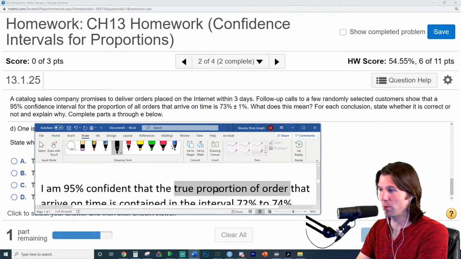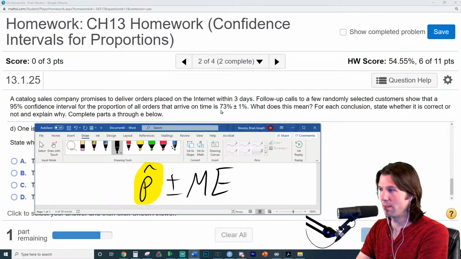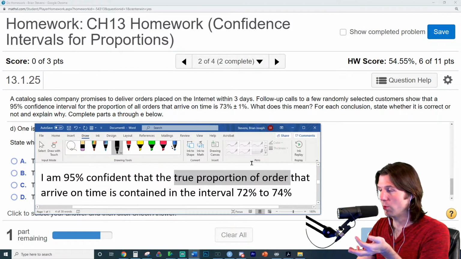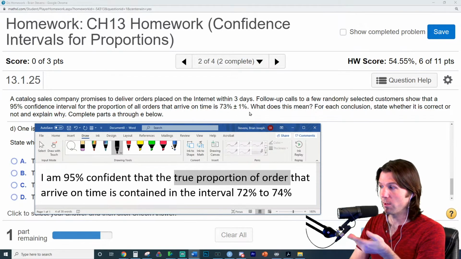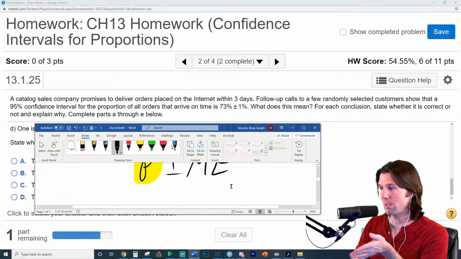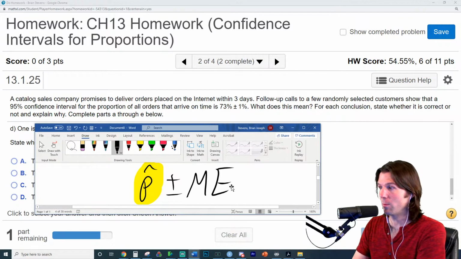With this being p hat right here, this is the sample proportion, which is the proportion of customers in the sample that got their order on time. Does that make sense? This is what the sample got: 73% of the sample customers got their order on time. When we make an interval to estimate the truth from this, we'd have this margin of error for the truth. This is from the sample. This is the margin of error when we estimate what P would be. So this interval right here is estimating P using p hat.